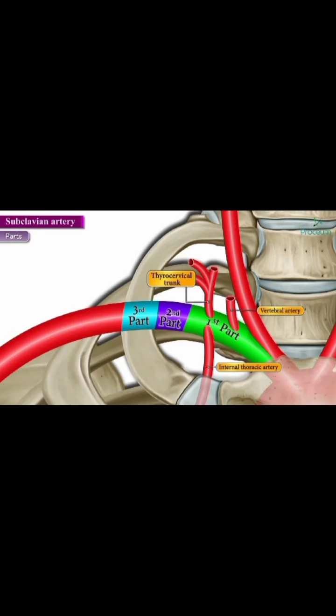Trunk. You can see here very clearly three branches are coming from the first part of the subclavian artery: the vertebral artery, the internal thoracic artery, and a trunk called the thyrocervical trunk.